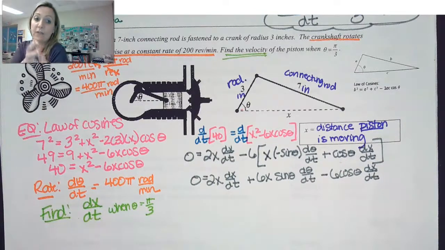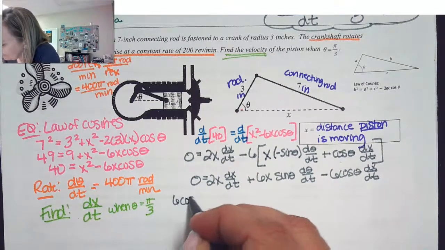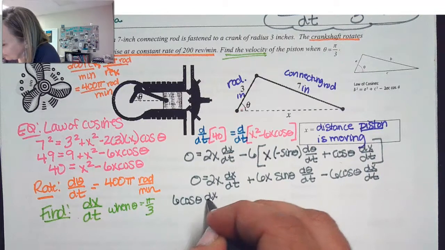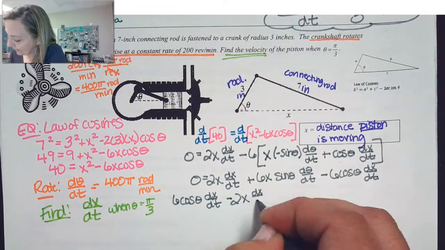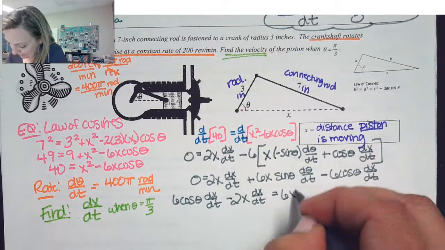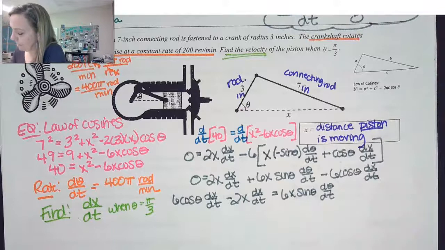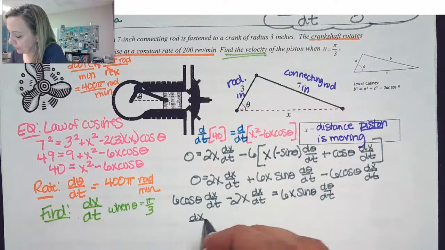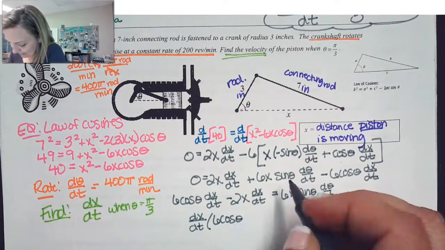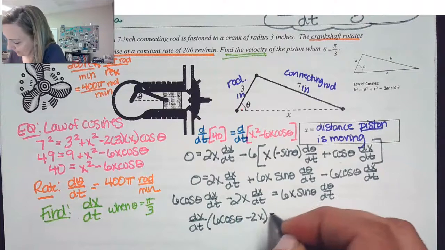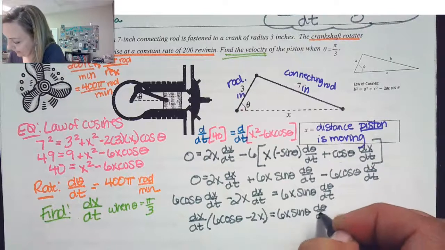That tells us that we're going to put all the dx/dt's to the left. So I'm going to put this one on the left first so that it's positive: 6 cosine theta dx/dt. And now move this guy over, minus 2x dx/dt. And then that's going to equal 6x sine theta d theta/dt. Just like we did with the implicit differentiation, we can factor out the dx/dt. So that's 6 cosine theta minus 2x equals 6x sine theta d theta/dt.